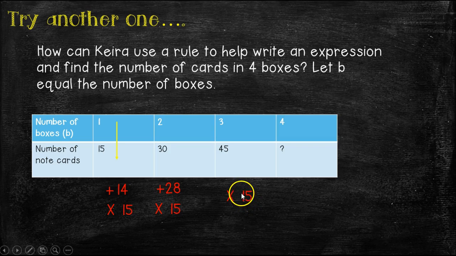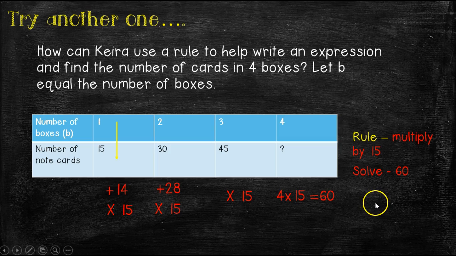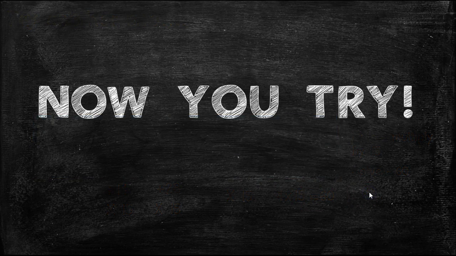So we now know that our rule is going to be multiply by 15. So in order to solve for it or write an expression, we would do 4 times 15, which equals 60. So when we solve it, we know for 4 boxes, there are 60 note cards. Your expression in this case would be B times 15.